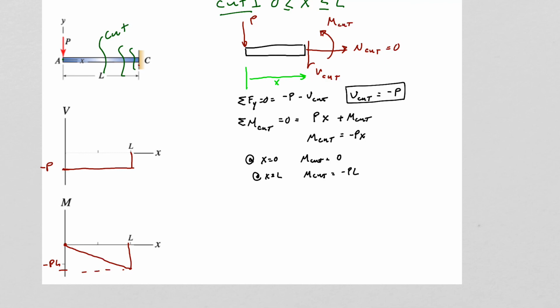Just some observations from this. We notice that at the end of a cantilever beam, I don't have any moment. My shear is constant with only one loading, and then we notice this other thing, that my shear is constant, but my moment is linear, right? It has a linear shape to it.